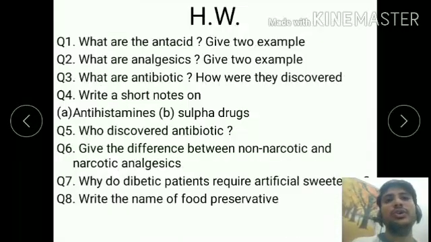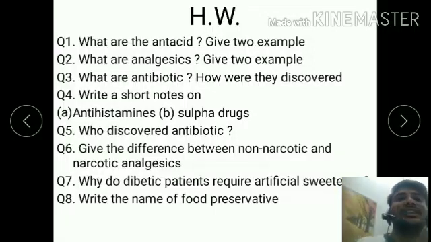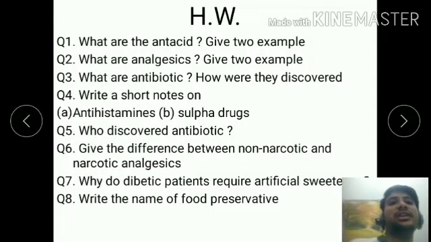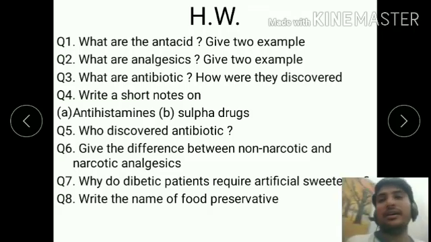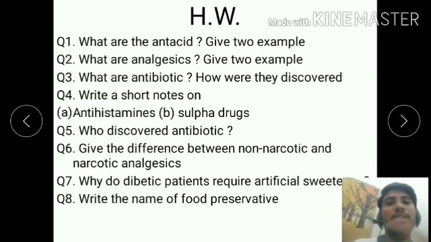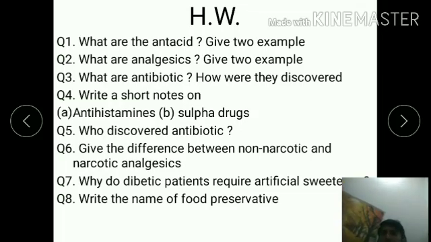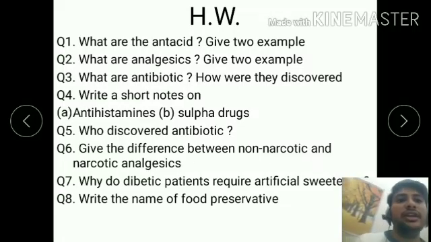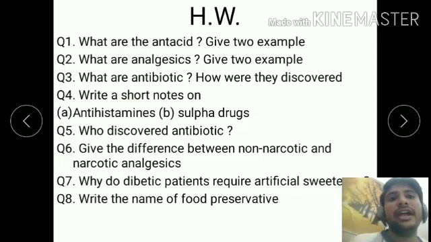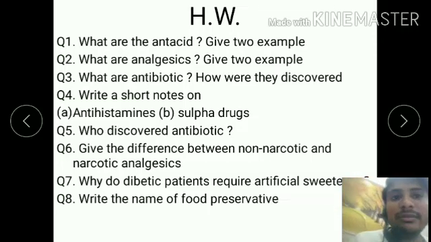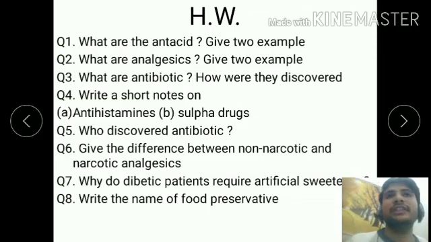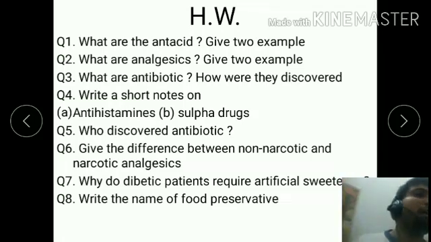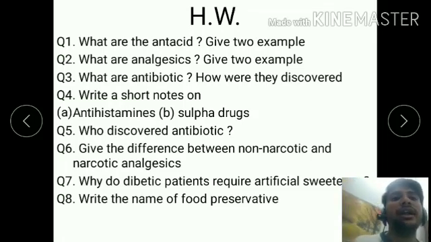Now this is your homework. I put 8 questions in this part. First question: what are antacids? Give two examples. If you don't know about antacids, just see my last video. What are analgesics? Give two examples. What are antibiotics? Most important questions. How were they discovered? Write a short note on antihistamine medicines and sulfa drugs. Sulfa drugs are also important. You will get this question in your NEET and IIT exams. And who discovered the antibiotics?